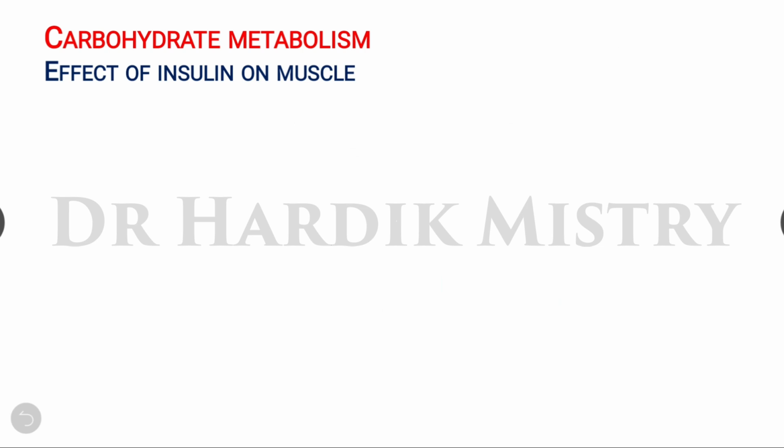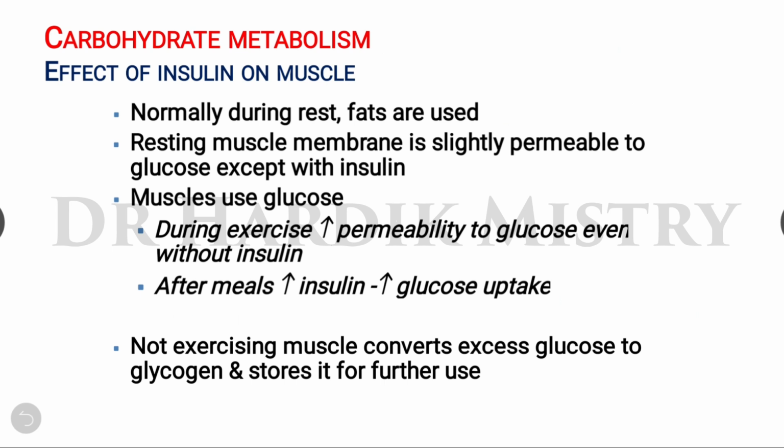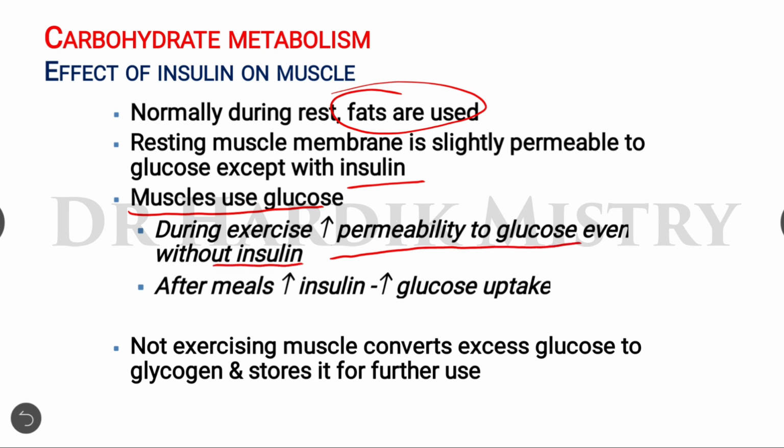Carbohydrate metabolism: effect of insulin on the muscle. Normally during rest, fats are used inside the muscle. The resting muscle membrane is only slightly permeable to glucose, except with insulin. When insulin is released, the resting muscle becomes more permeable to glucose. When the muscle uses glucose during exercise, there is increased permeability to glucose even without insulin.